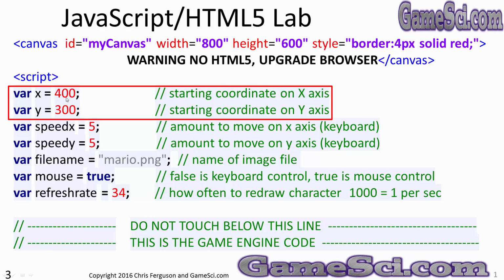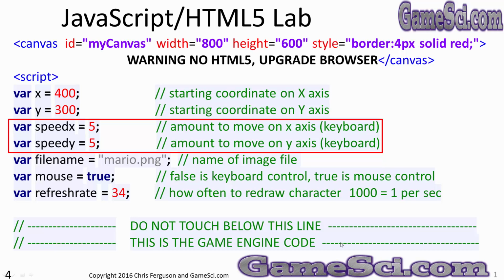The only thing changing these two numbers will affect is where your character starts on the screen. If you were to change this to 0, 0, 0, 0 is the upper left corner of the screen, so your character would start here. Play with that. When you get this code up and running, play with different starting positions and just see where your character shows up. Next up is speed X and speed Y.